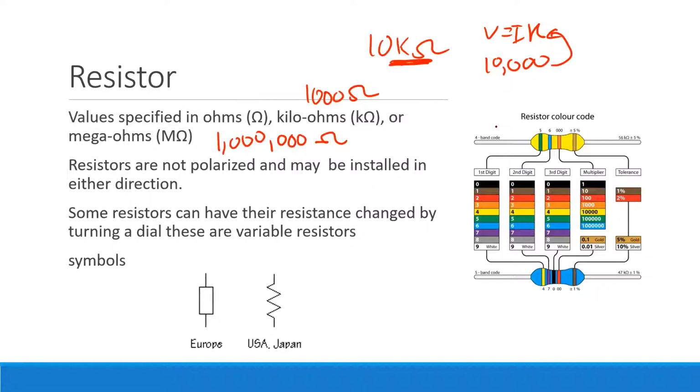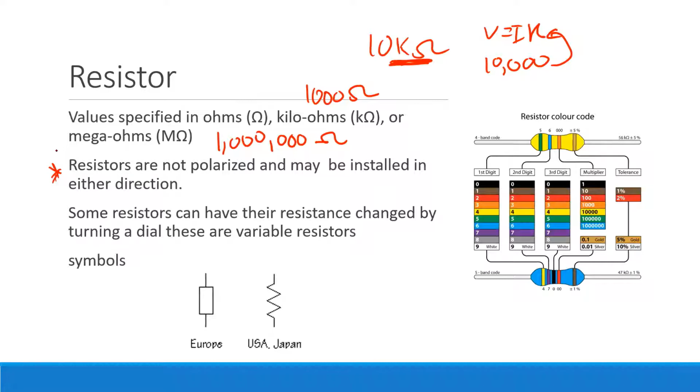Resistors are not polarized, so it doesn't matter which way you put them into a circuit because they will resist. It doesn't matter if the current is going from left to right or right to left. This might seem like a really weird sentence, but the reason I'm putting that in there is that later on we're going to talk about devices that are polarized. If you don't put them in the right way, then the whole circuit won't work. But I'm just going to say resistors don't care.